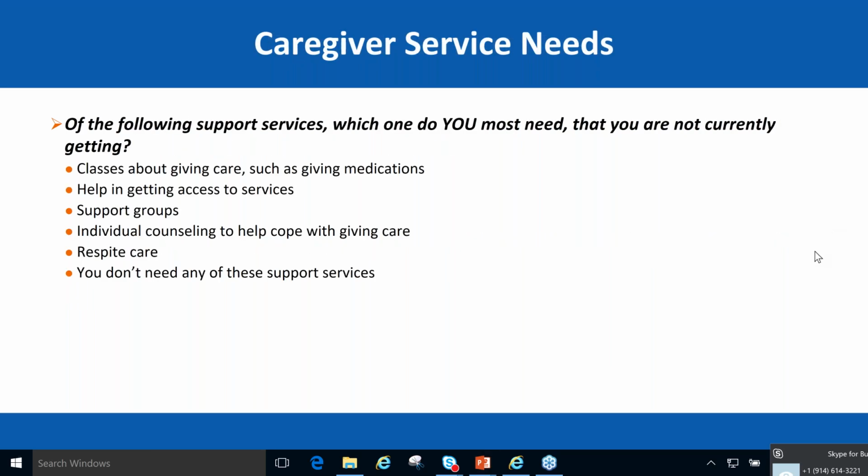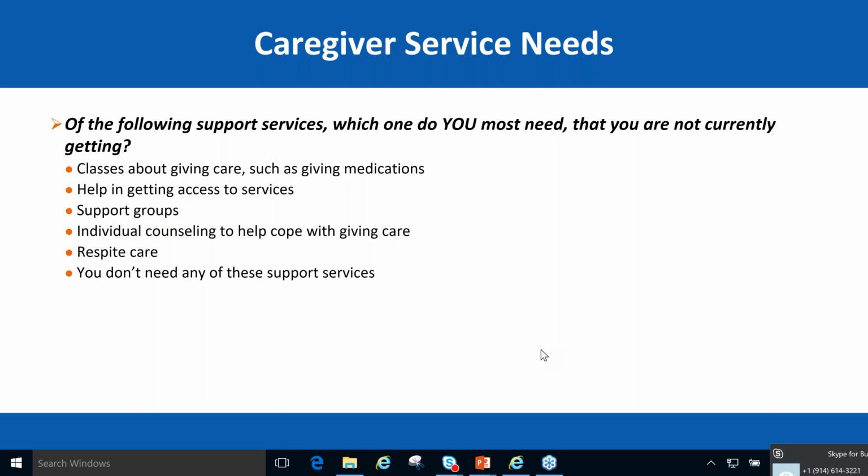The last question that current caregivers are asked is, of the following support services, which one do you most need that you are not currently getting? So the response options are listed here. So classes about giving care, help in getting access to services, support groups, individual counseling, respite care, and I don't need any of these is essentially a response option as well.